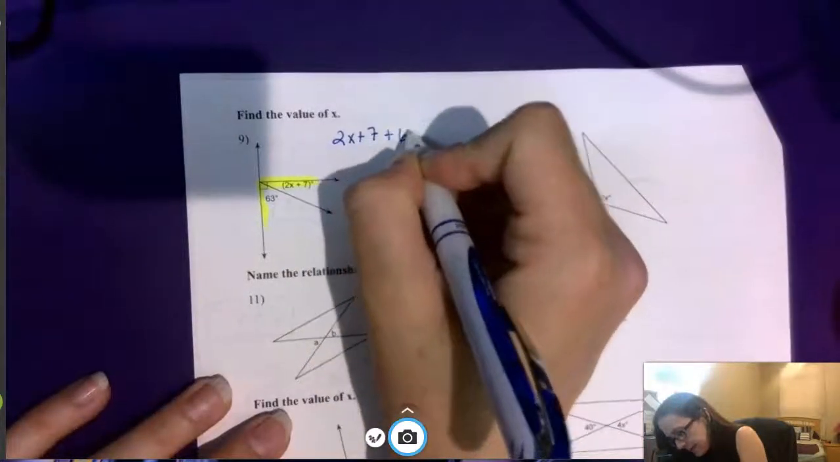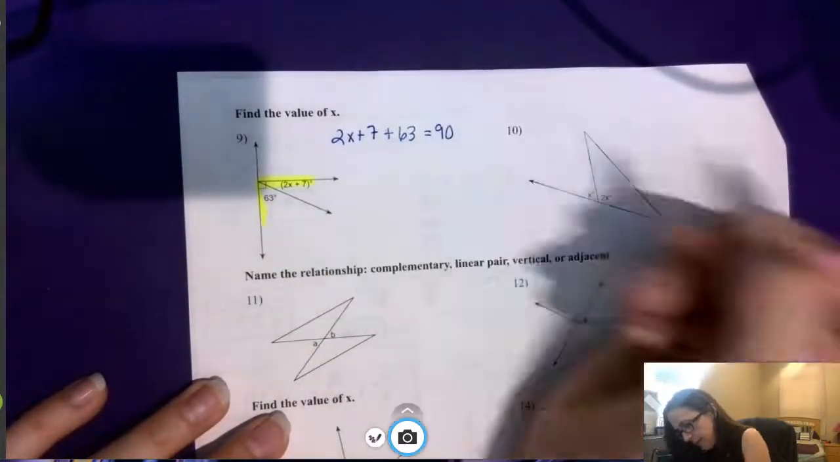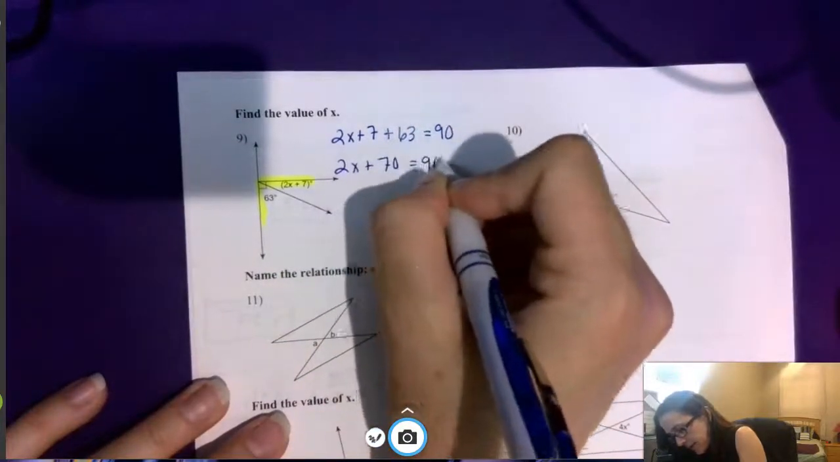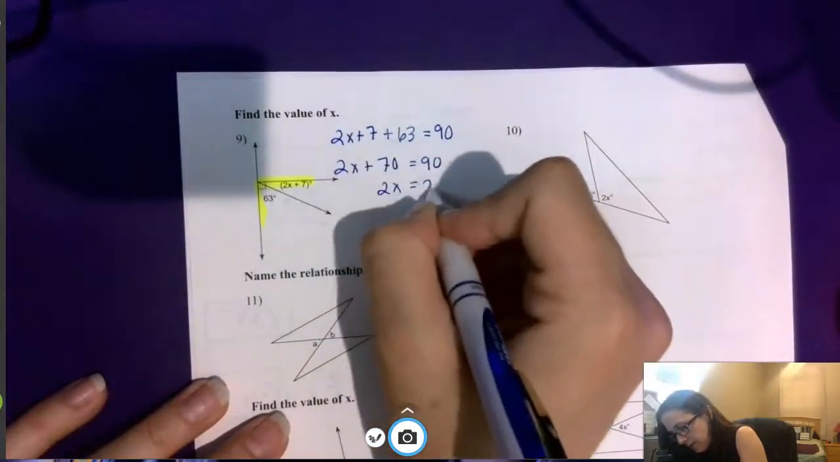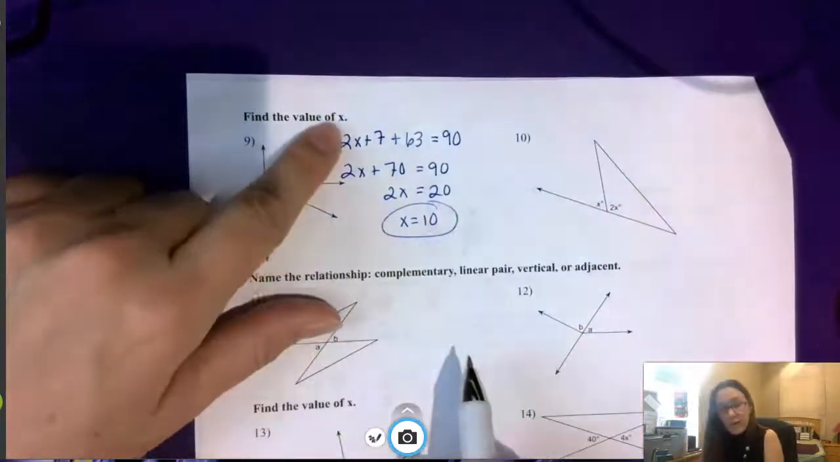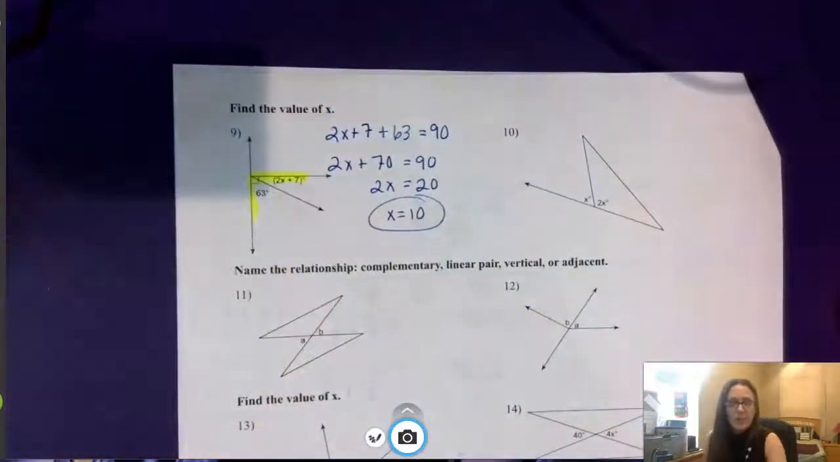Plus 63 equals 90. So I have 2x plus 70 equals 90. Subtract that, I get 2x equals 20. Divide, I get x equals 10. It's asking me to solve for x, so I'm fine. Make sure you pay attention to that.